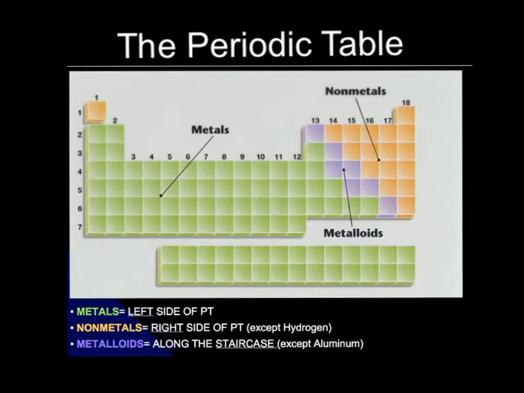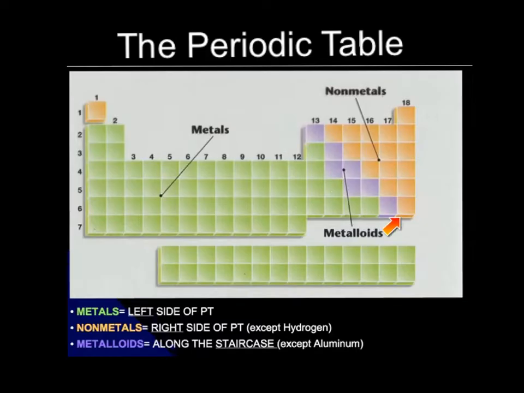Alright, first let's review the parts of the periodic table. On the left hand side you have your metals, and that covers all the green, including this area down here. And if you remember, that was just cut out of this little area right here, otherwise the periodic table would be extremely long. You have your nonmetals on mainly the right hand side, but you also have hydrogen over here, and don't forget that's also a nonmetal.